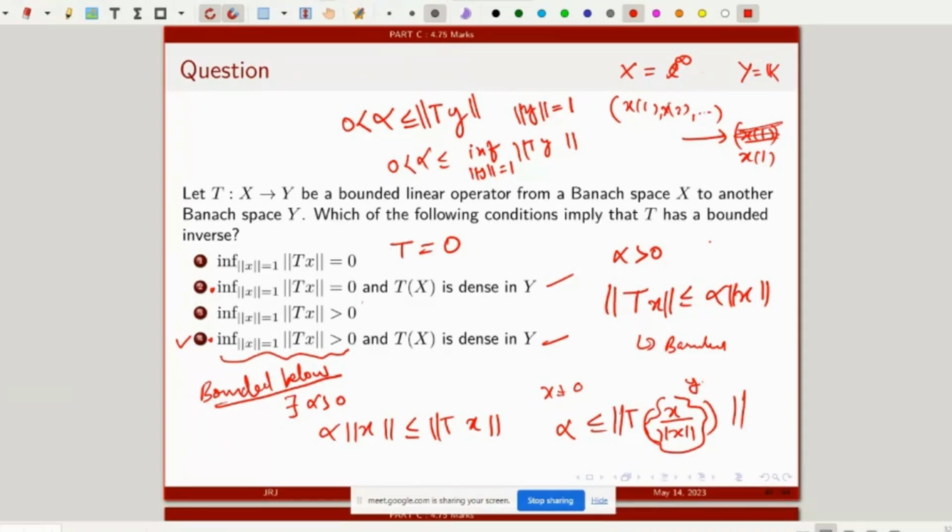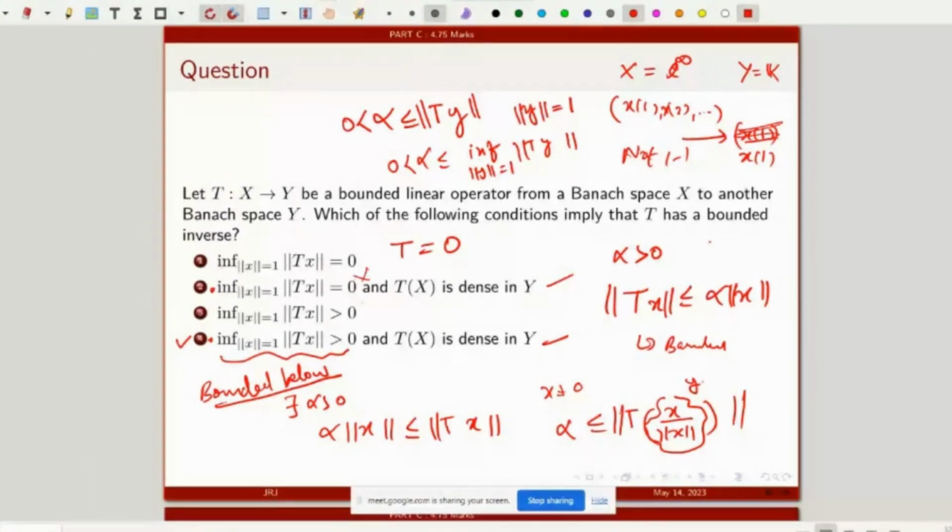So you have to check what is the infimum. Here we can immediately say that this is not 1-1, so it will not be bounded below also. So this condition will be violated. But T of X is dense in Y. So this map will not be invertible. Now what about option 3?